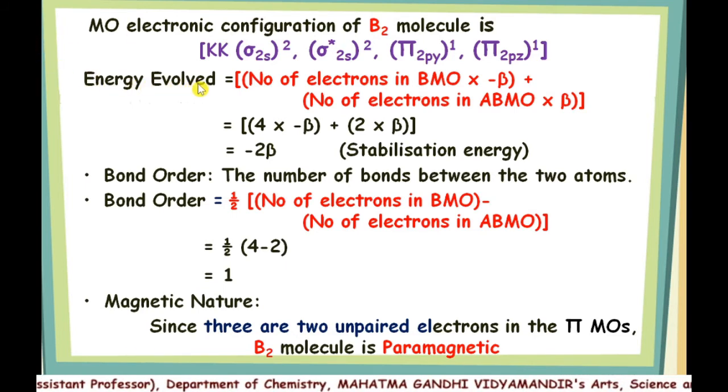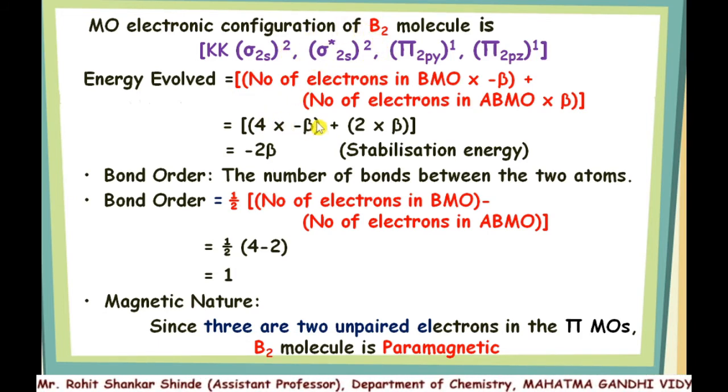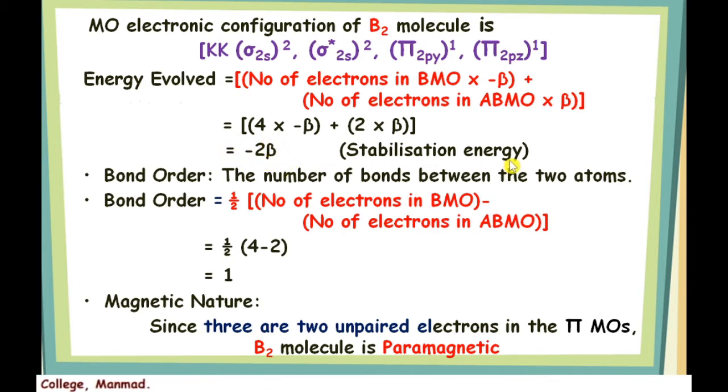Let us calculate the energy evolved. Energy evolved is equal to the number of electrons in BMO into minus beta plus the number of electrons in ABMO into plus beta. Let us calculate the total number of electrons in BMO: 2 plus 1, 3, plus 1, 4. So there are a total of 4 electrons in BMO and only 2 electrons in ABMO. So 4 into minus beta plus 2 into plus beta. Minus 4 beta plus 2 beta becomes minus 2 beta. So the energy evolved during the formation of the B2 molecule is minus 2 beta, which is a stabilization energy.